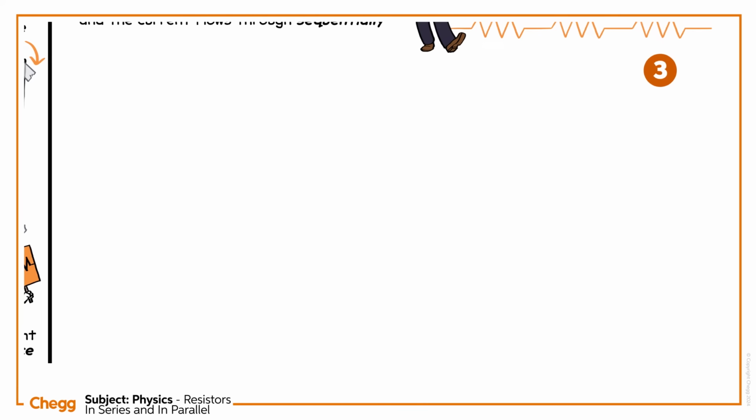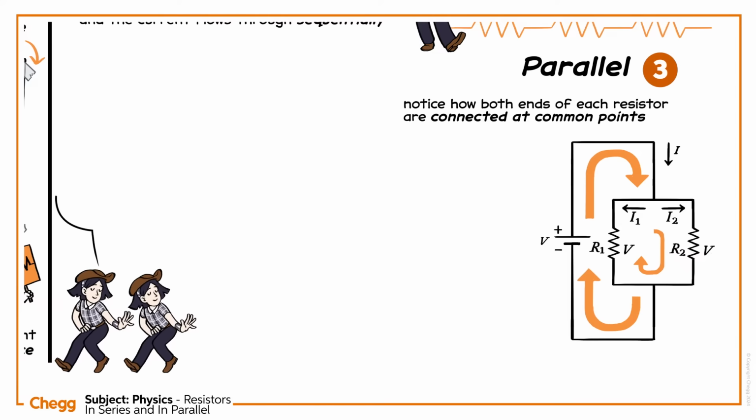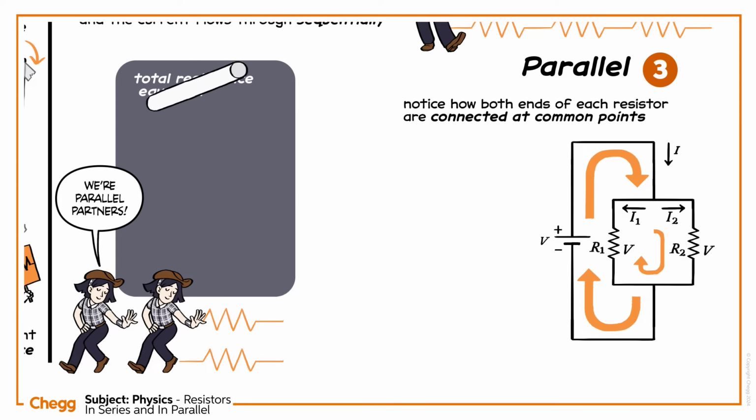Now, let's compare this to a parallel circuit. Notice how both ends of each resistor are connected at common points. Each resistor experiences the full voltage of the source, V1 equals V2. In a parallel circuit, the current that goes through each resistor varies, and the total current is equal to the sum of the current across each resistor, I1 plus I2.